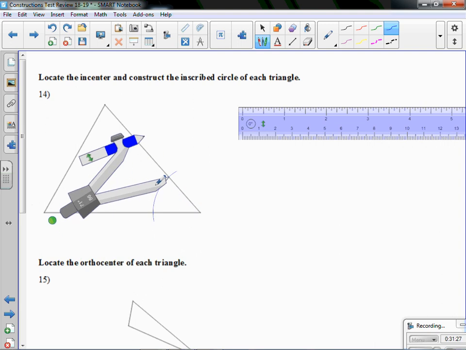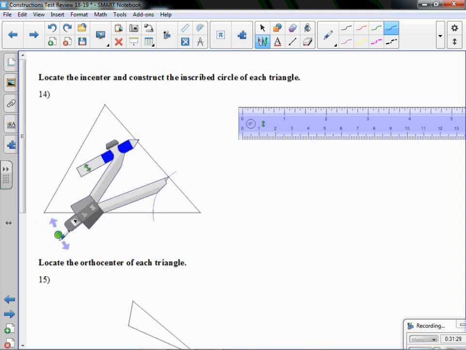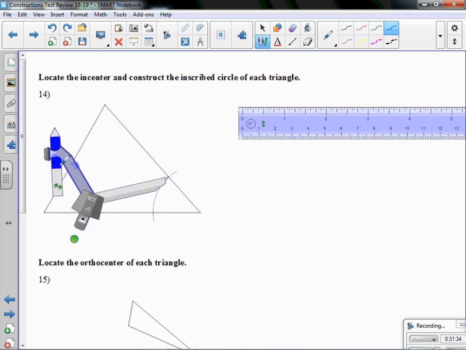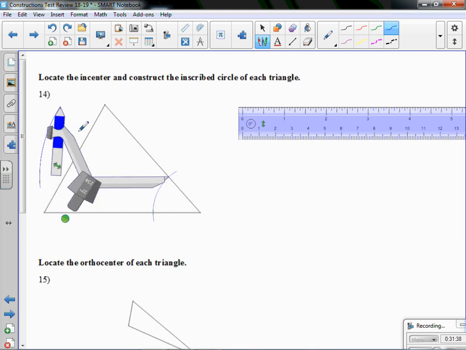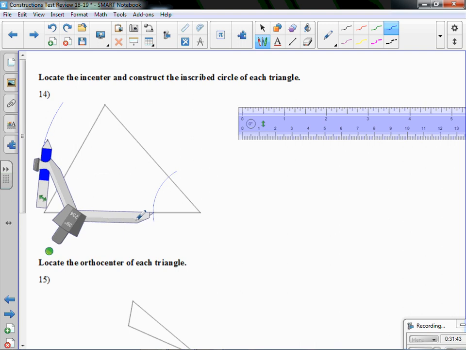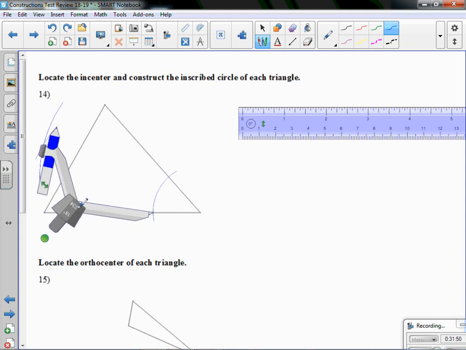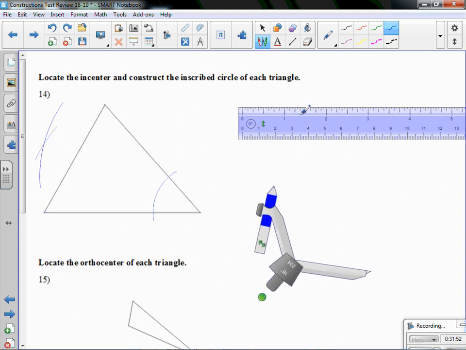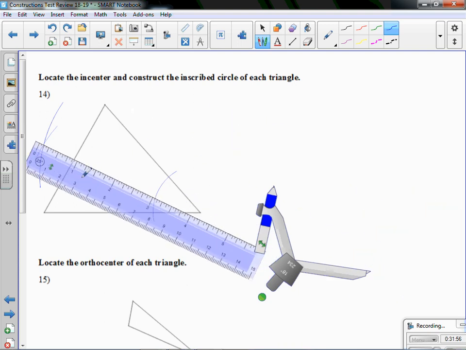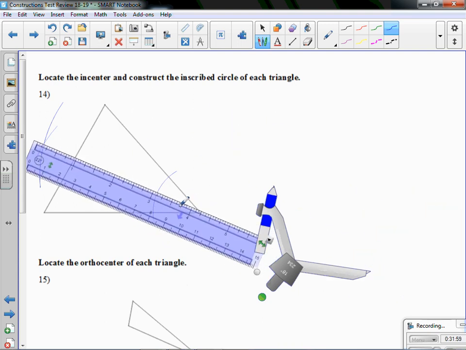Now we're going to put the point of my compass at each one of those vertices. I'm going to extend my compass outside the triangle just so these extra marks aren't inside the triangle. You can make them inside, just adds a little more mess inside there. Put the point of my compass at the other intersection. I want to make an arc that intersects that first arc, like so. Bring in my straight edge and connect that intersection with the vertex.